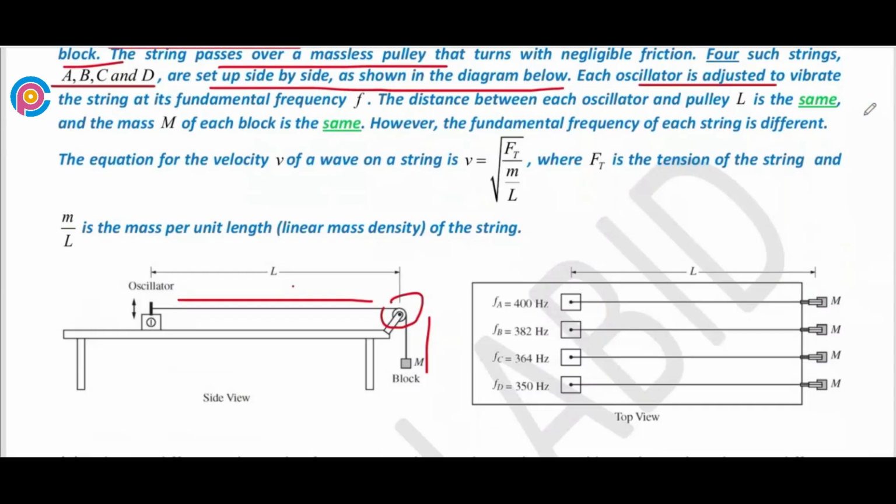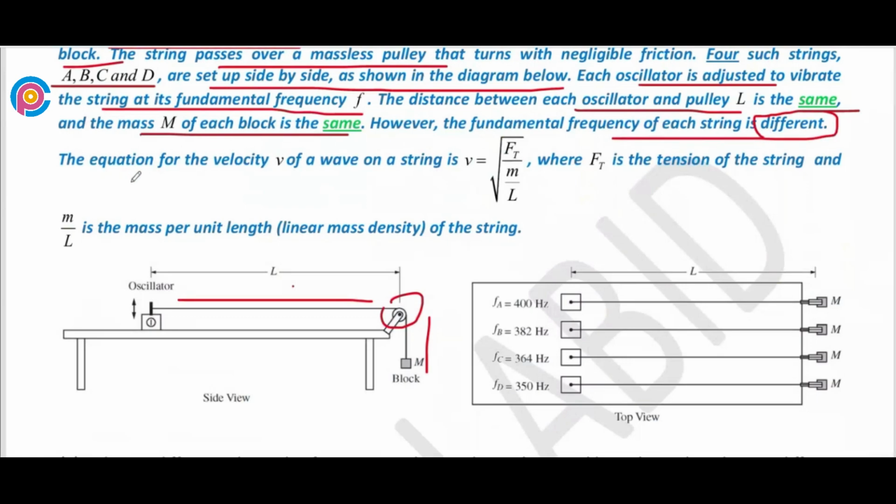Each oscillator is adjusted to vibrate its string at its fundamental frequency. The distance between each oscillator and the pulley is the same. The mass of each block is the same. The fundamental frequency is different. This is the base question.